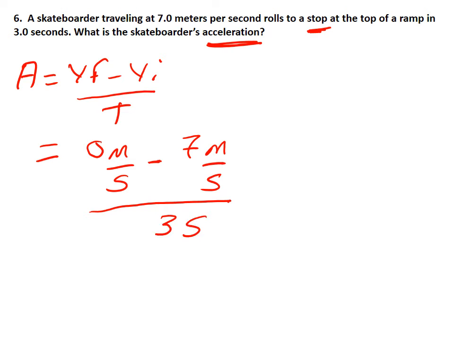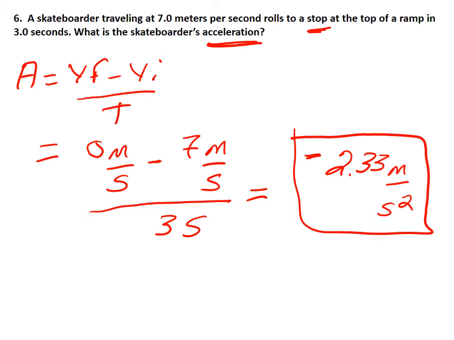That was 3 seconds. So 0 minus 7 is going to be a negative, divided by 3 would be 2.33, and the units are meters per second squared. Now we can have a negative answer here. That is called deceleration.